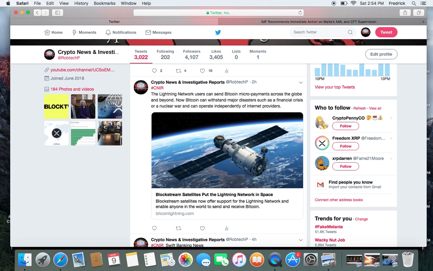But also with this Bitcoin Lightning Network, now they've kicked it out into space. It said Lightning Network users can send Bitcoin micropayments across the globe and beyond. And it can handle a major disaster. It says now Bitcoin can withstand major disasters such as a financial crisis or a nuclear war and can operate independently of internet providers. See, so now it's in space. That's crazy. They said the Blockstream satellites now offer support for the Lightning Network and enable anyone in the world to be able to send and receive Bitcoin. And that's interesting that it can handle that.